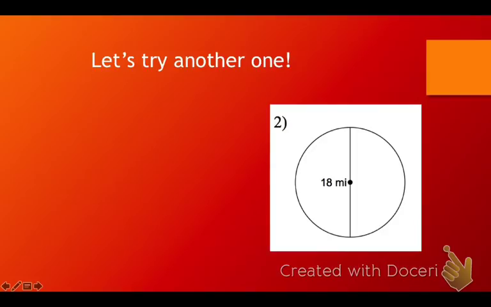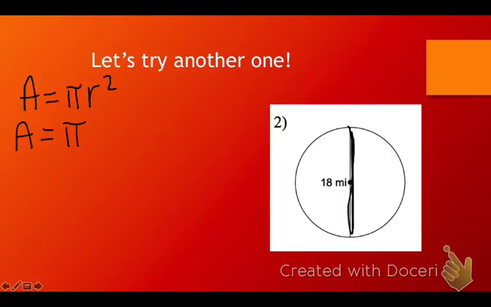All right, let's try another one. Again, A equals pi r squared. If you do not have the formula written down every single time, you will not be able to count it as correct, just for reference. So I substitute in A equals pi. Well, radius means half of the diameter. And if I notice here, this line is covering the whole entire circle. So that means I need to find the radius.